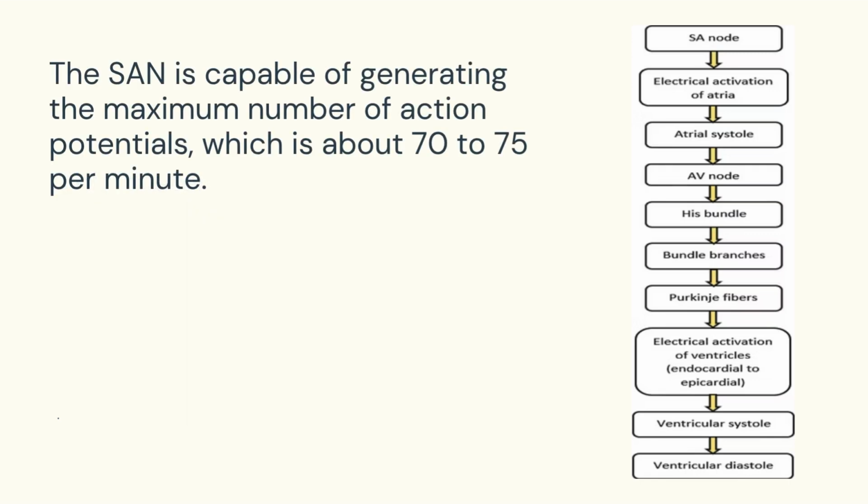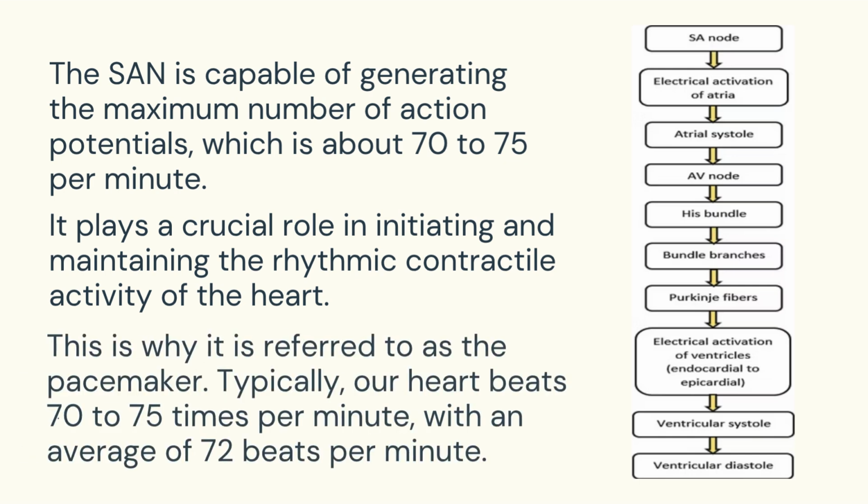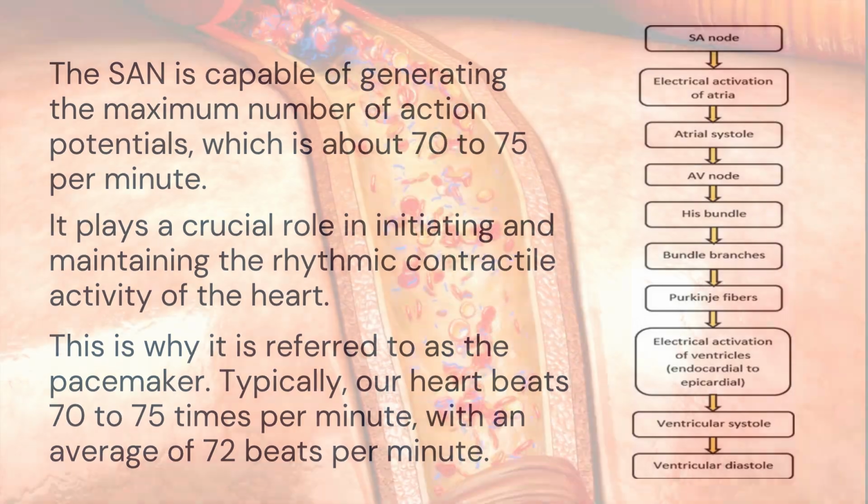The SAN is capable of generating the maximum number of action potentials, which is about 70 to 75 per minute. It plays a crucial role in initiating and maintaining the rhythmic contractile activity of the heart. This is why it is referred to as the pacemaker. Typically, our heart beats 70 to 75 times per minute, with an average of 72 beats per minute.